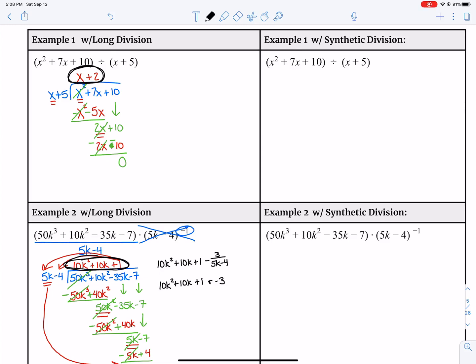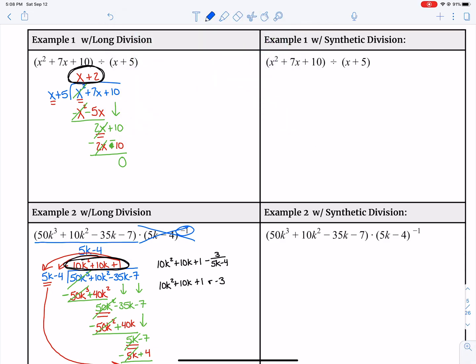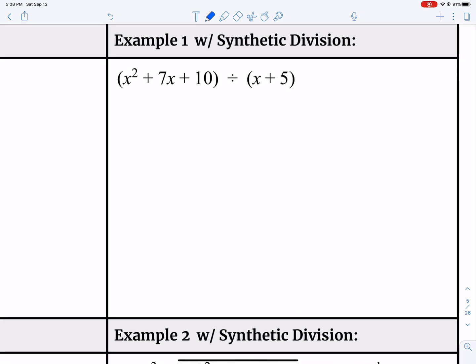In this video, we're going to take a look at the same examples that we did with long division, but now we're going to work them out with synthetic division. The benefits of long division are that it works the same way every time. It's a very steady process, but it does take a long time. So we need another process when we just need to divide something quickly that's simple to use with synthetic division.